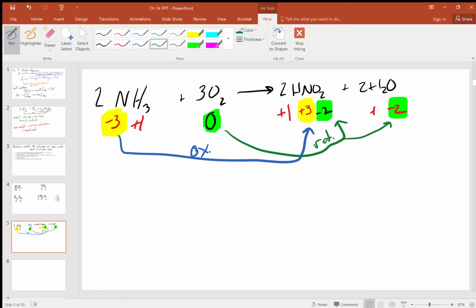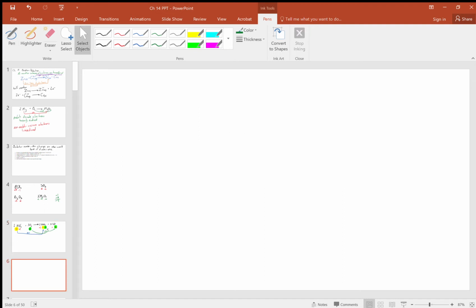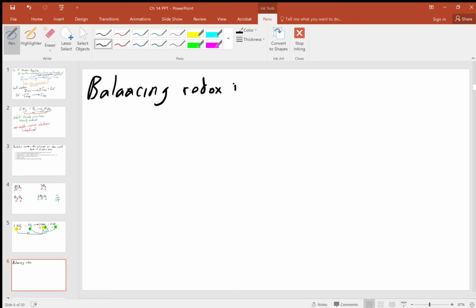All right, the final step for this is to learn how to balance redox reactions. So balancing redox reactions is different from balancing the types of reactions we learned much earlier in this course. In some ways it's a lot easier. In some ways it's a lot harder.